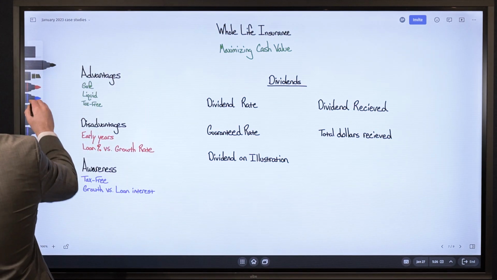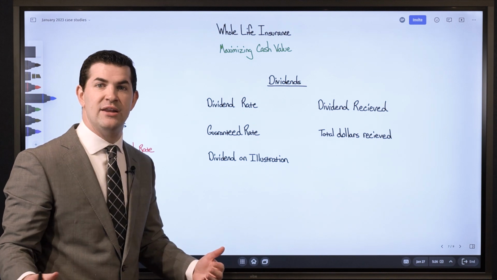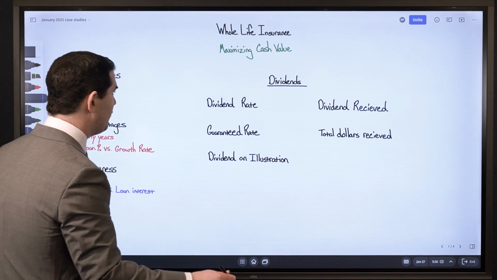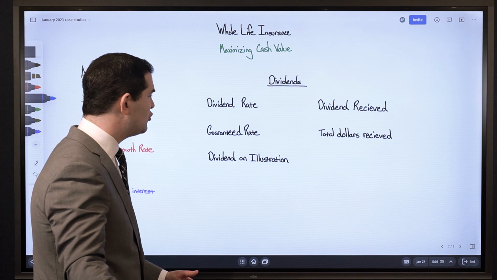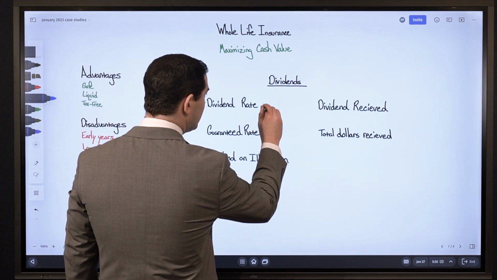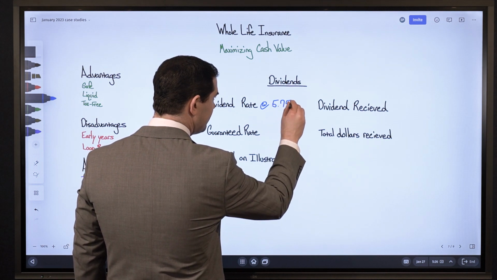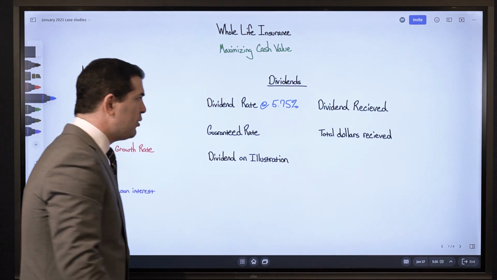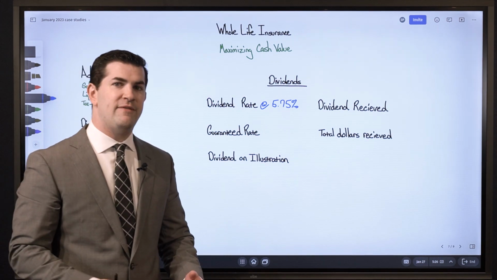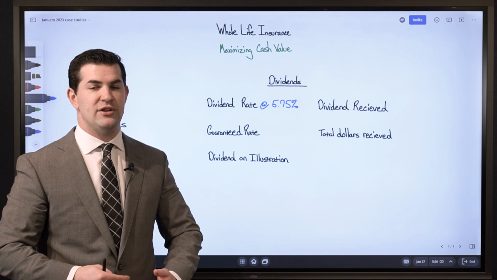When we look at dividends, what we will often see with a life insurance company is a dividend interest rate. For example, if we were to take one of the four major mutual companies, let's take Guardian, for example, their 2023 dividend interest rate is 5.75%.